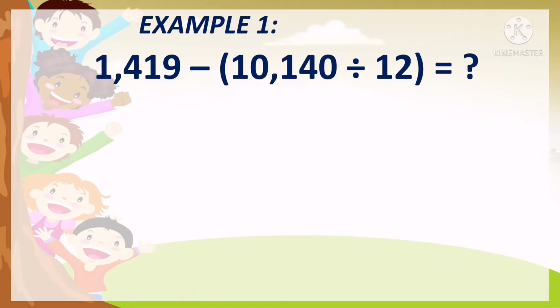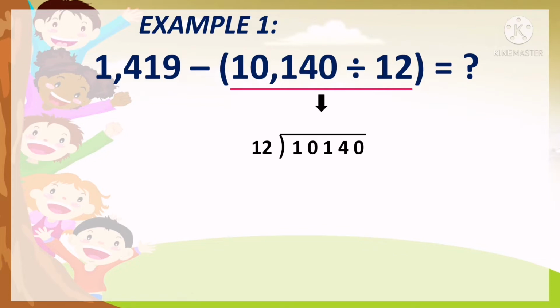Example number 1. 1419 minus, open parentheses, 10,140 divided by 12, close parentheses, equals blank. In this given example, we will do what's inside the parentheses first, so the operation that we are going to do first is division. So just copy that, and divide it using the long division method: 10,140 divided by 12. 10,140 is our dividend and the divisor is 12. So we divide right away.